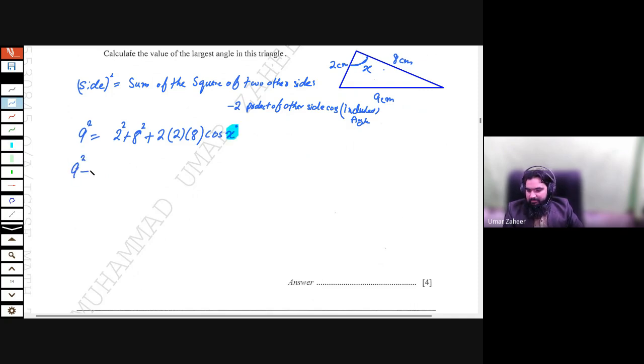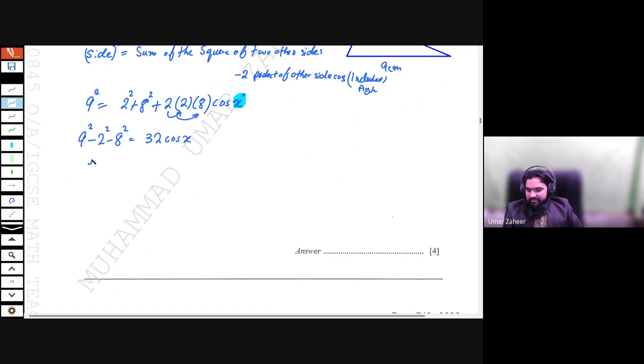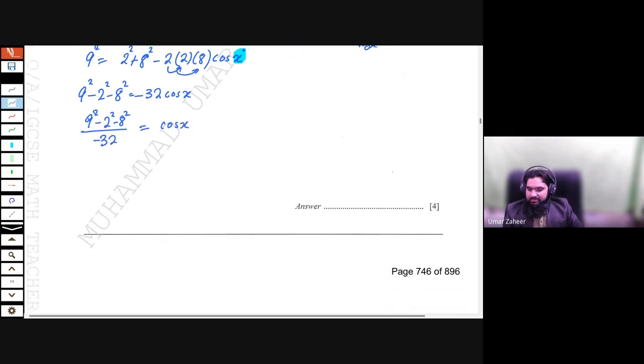So it will be 9 squared minus 2 squared minus 8 squared is equal to 2 times 2 times 8, that is 4 multiplied by 8, which is minus 32 cos of x. So 32 is multiplying, so on the other side it will be divided: 9 squared minus 2 squared minus 8 squared divided by, sorry, it is minus 32. Now we have to find the value of x, so on the other side it will be cos inverse of 9 squared minus 2 squared minus 8 squared divided by minus 32.